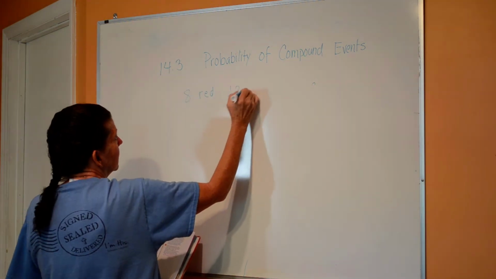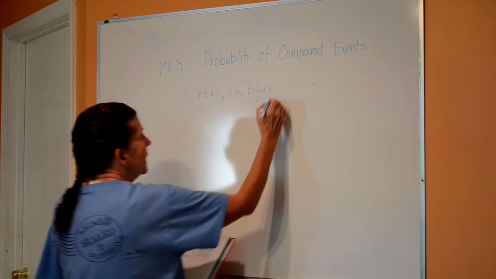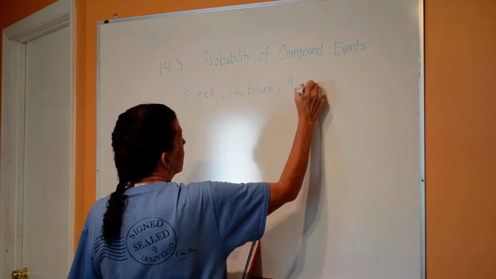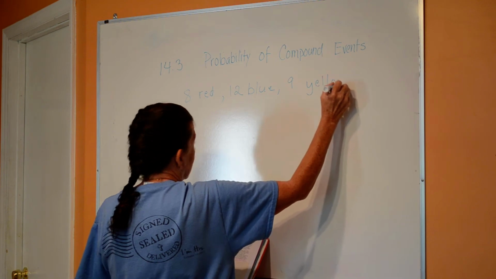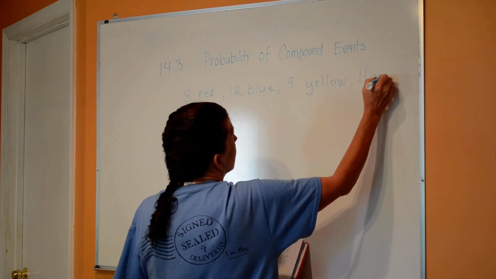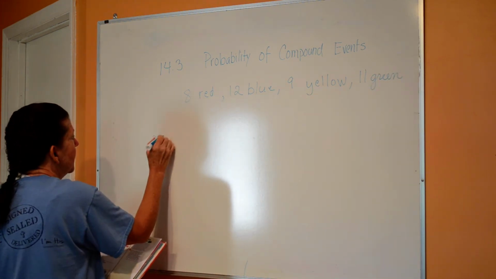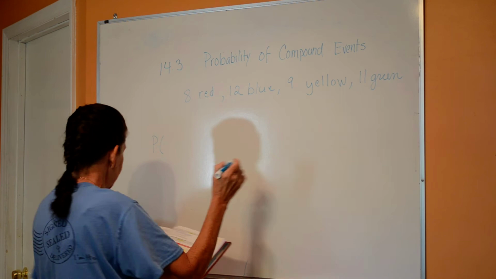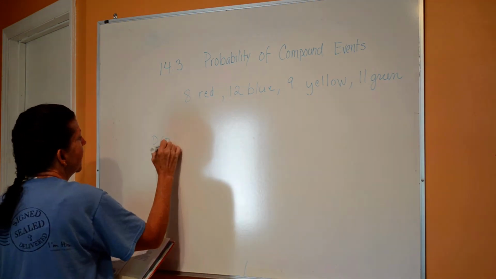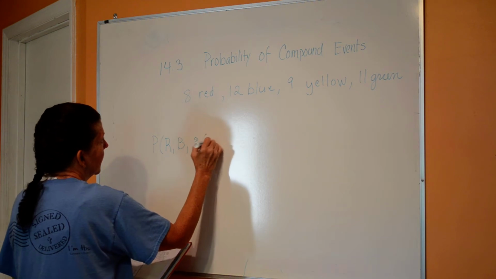12 blue, 9 yellow, and 11 green. All right, and I want to know what's the probability. Okay, you're going to draw out 3 times. What's the probability of getting a red, getting a blue, and then getting a green?